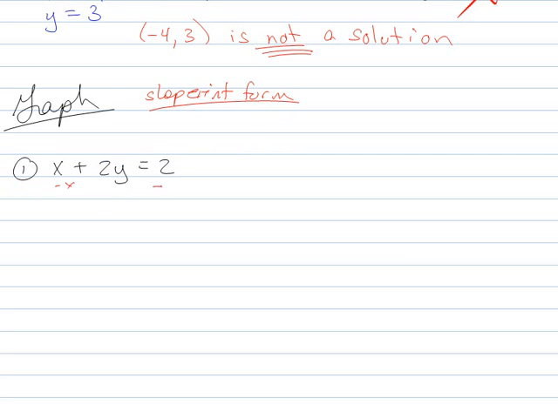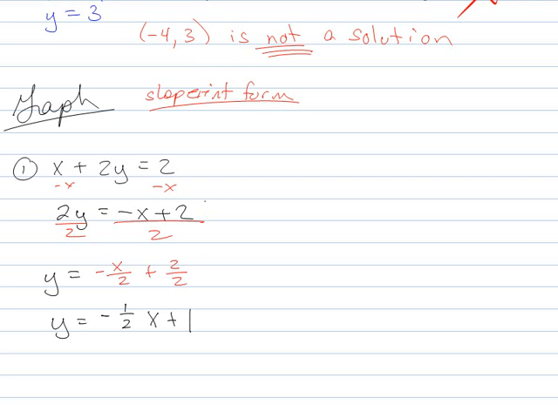So we'll subtract our x and get 2y equals minus x plus 2. Alright, divide by 2. I'll work this out once, but I really hope that you're getting good at this. Negative 1/2 x plus 1. Alright, so I expect you to go from here to here in the future.